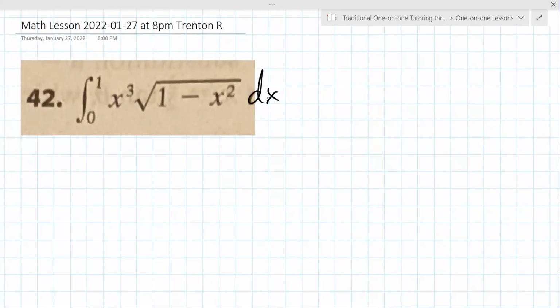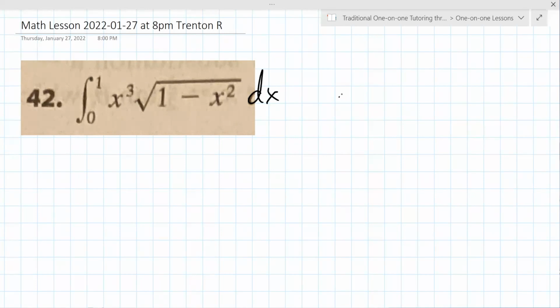So this is 42. This is the one you're referring to, or did I miss? Is that right? Yeah, that's right. Okay. So for this one, you're used to making... well, I take that back here. What is 6.3? Is it truly just techniques of integration, right? Okay.